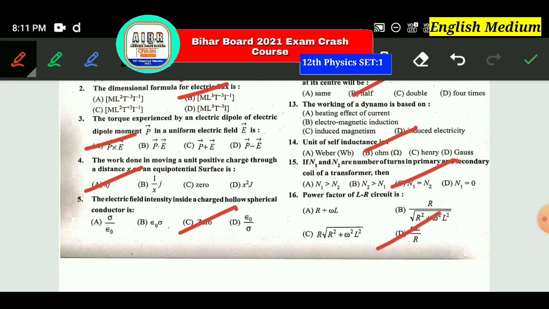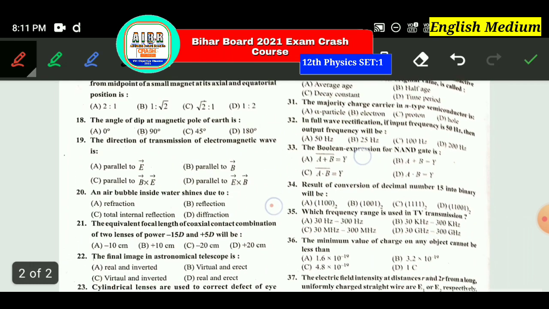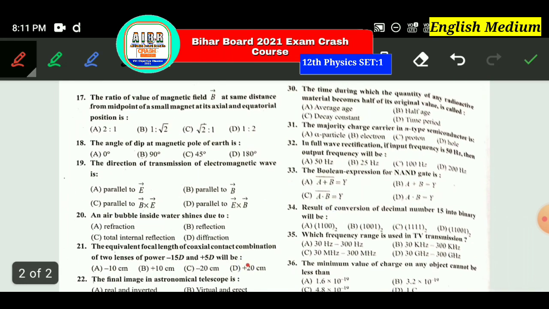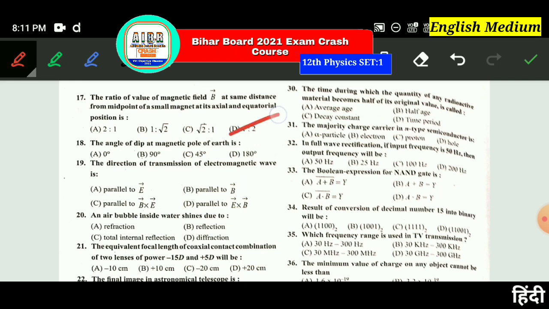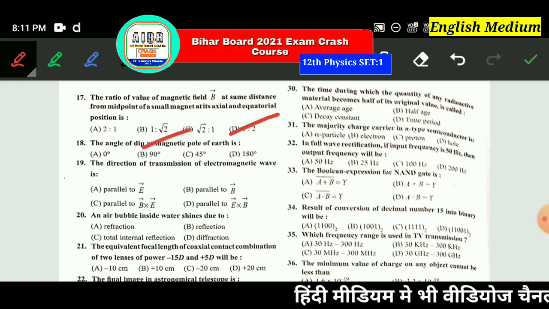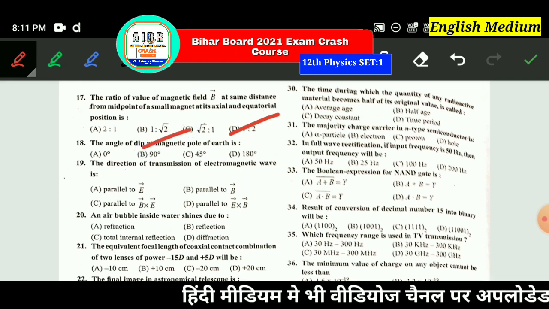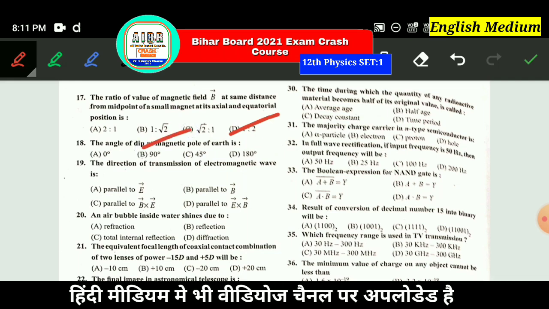The answer is D. Next question is, the ratio of value of magnetic field B vector at same distance from midpoint of a small magnet at its axial and equatorial position is 1:2. The answer is D. The angle of dip at magnetic pole of Earth is 90 degree. The direction of propagation of electromagnetic wave is parallel to B vector.